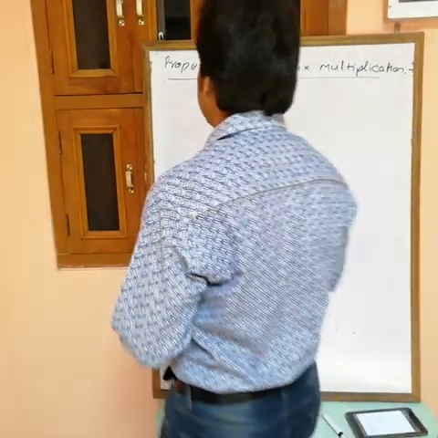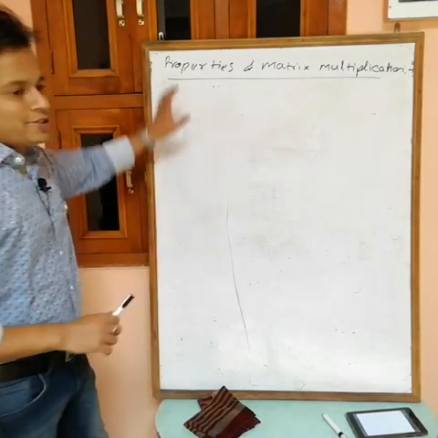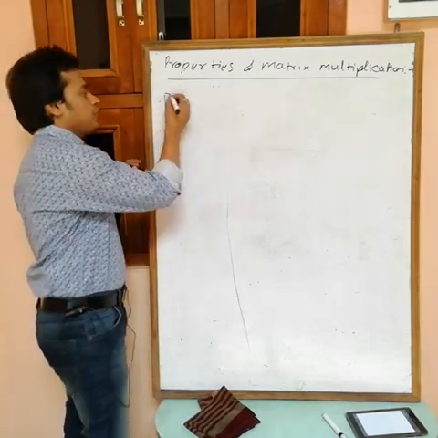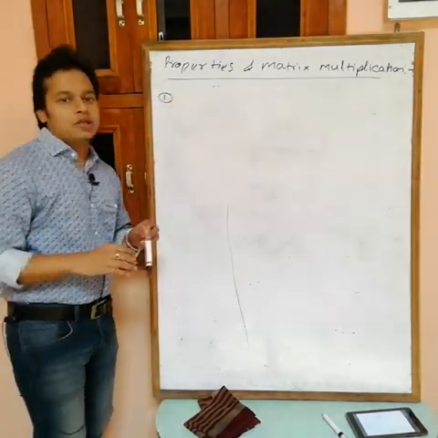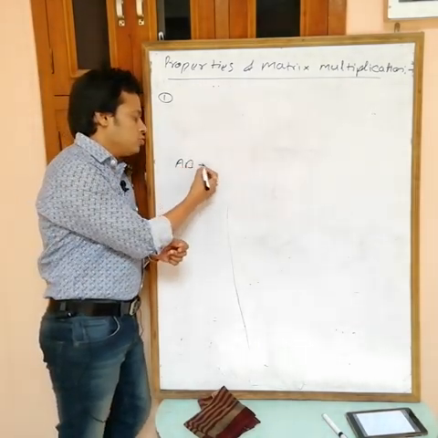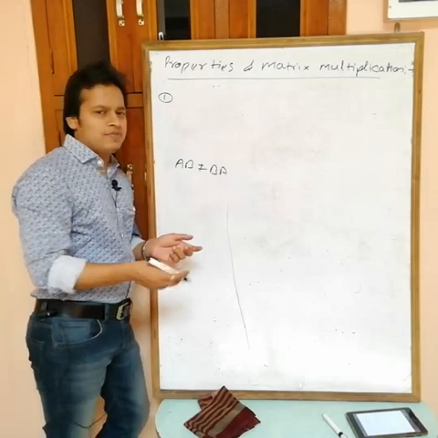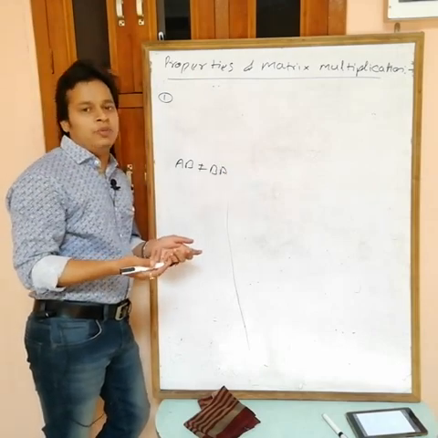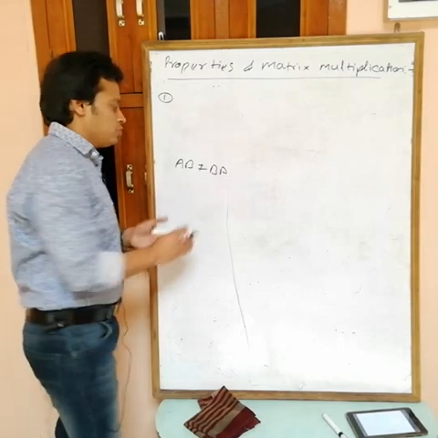Okay, so next topic is properties of matrix multiplication. First property, matrix multiplication is not commutative in general. It means AB is not equal to BA, obviously. Even sometimes only AB is defined and BA is not defined. It is also possible.